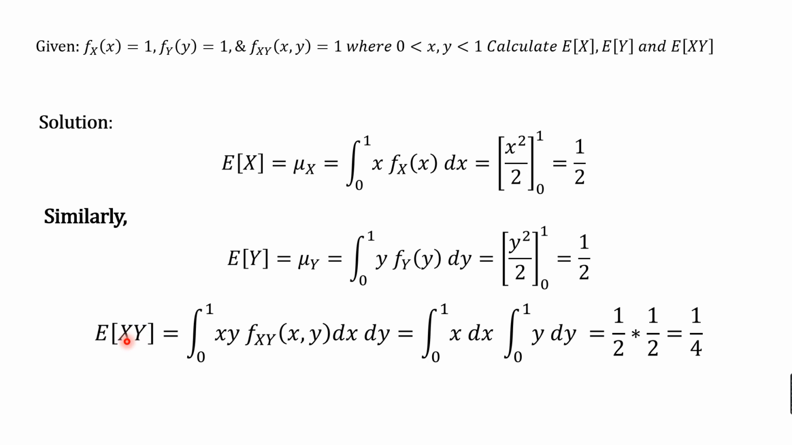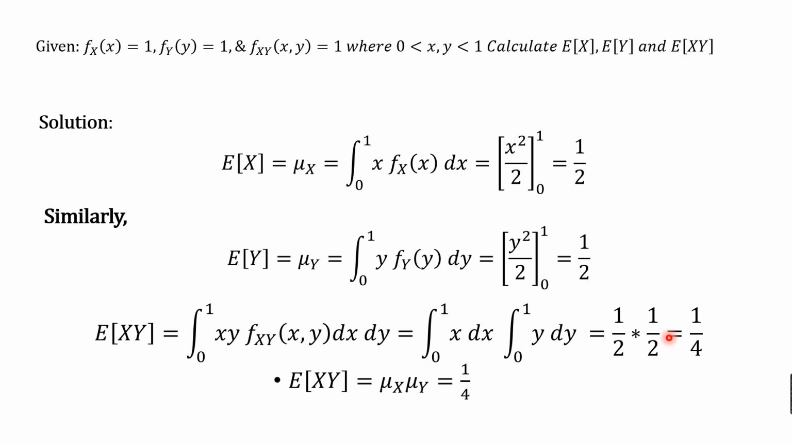What is the correlation of xy, or expectation of x and y, or mean of x and y? So x into y, the bivariate PDF integrated with respect to x and y. The bivariate PDF for the range 0 to 1 is 1. It is given here, given data. As a result, separate the integration: integration of x into dx over the limit 0 to 1, next, integration of y into dy over the range 0 to 1. Each can be replaced by 1 by 2. As a result, 1 by 4.